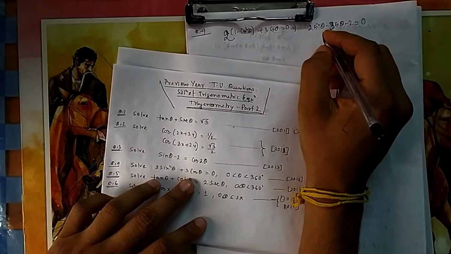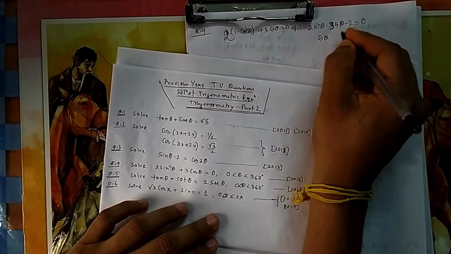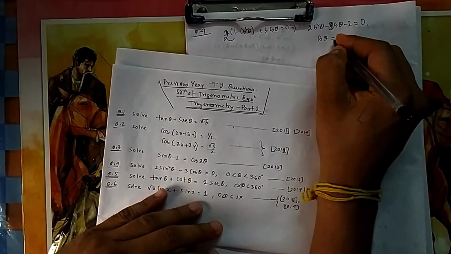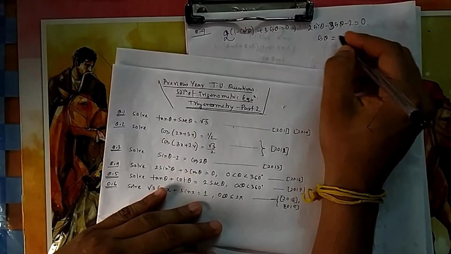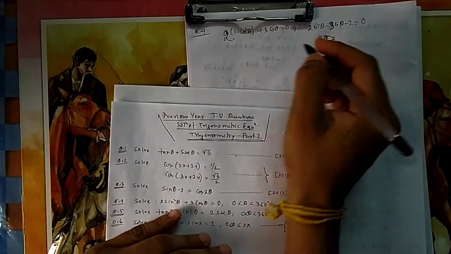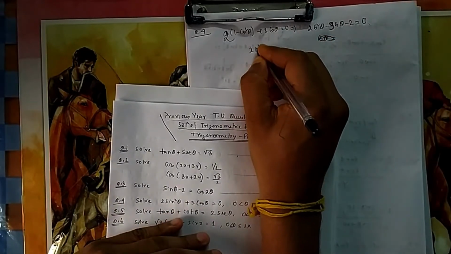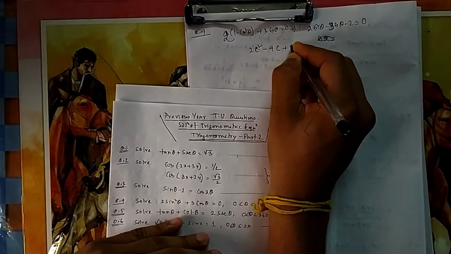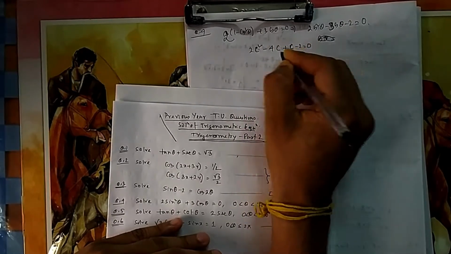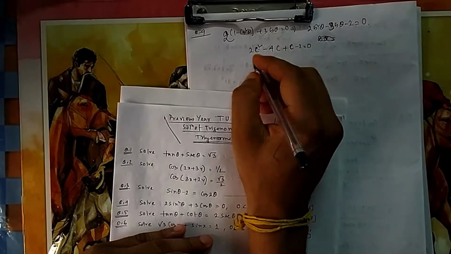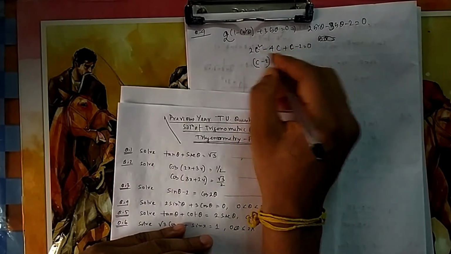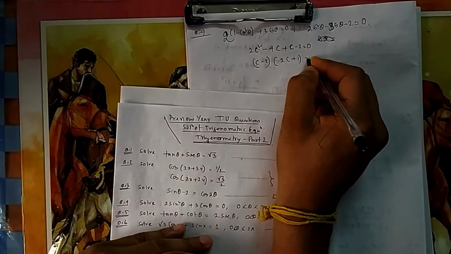If you solve it, cos theta is equal to, you can solve it as a quadratic, or by middle term factorization. Instead of cos theta I am writing c: 2c square minus 4c plus c minus 2. This is the middle term split. So it will be c minus 2 if you take it common here, and 2c plus 1. So these two will be the factors.